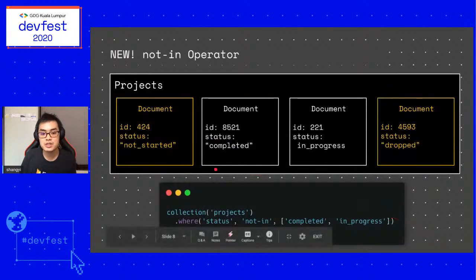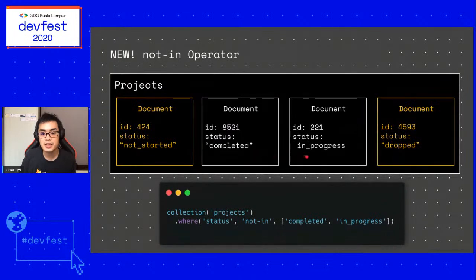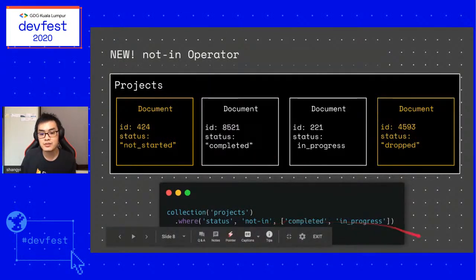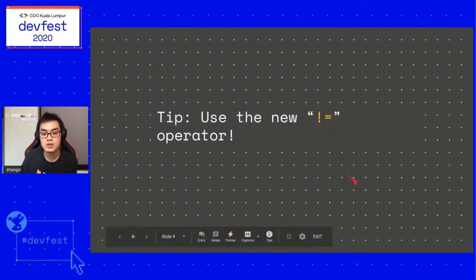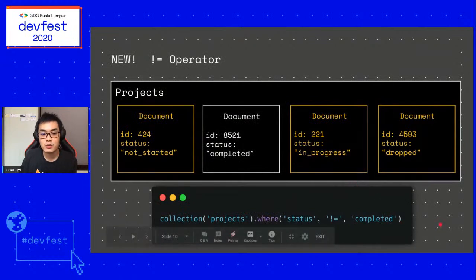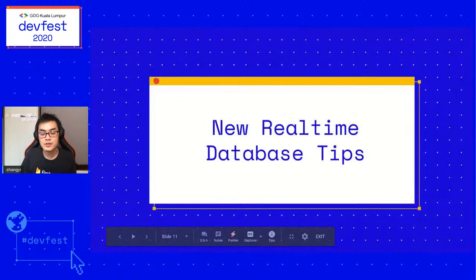Going back to our project documents, say I just want to return everything besides completed and in progress. You can now use not-in to give you the results you need. Pretty easy, right? We also have a new not-equals operator. For example, if I want everything that is not equal to completed, you can now do that on Firestore. Previously you were not able to. Now you can just use the not-equals operator and get anything besides completed. Those are some of the new tricks you can learn on Firestore.